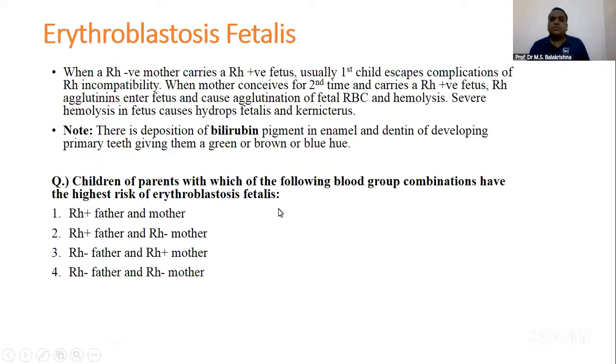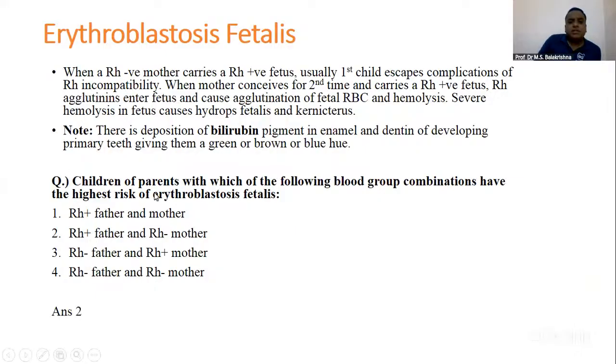So erythroblastosis fetalis, we have just read erythroblastosis fetalis. So here there is deposition of bilirubin pigment in enamel and dentin, blue color. Bilirubin in developing primary teeth, giving them green or brown or bluish hue. Bluish color teeth will be there. Okay, bilirubin deposition.